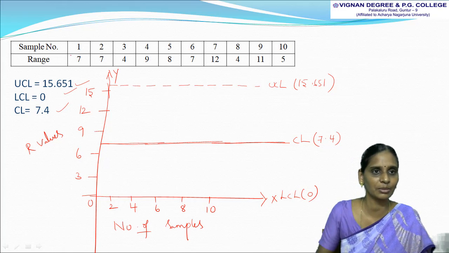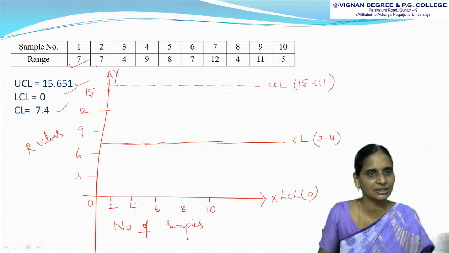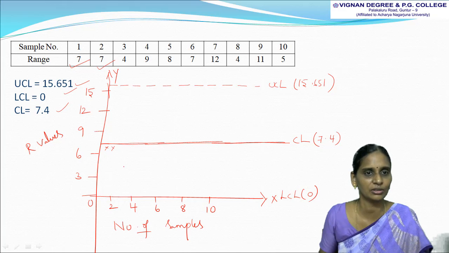Now we have to plot the range values corresponding to each and every sample. In the first sample the range is 7 and the second sample range value is also 7. So this is a 7, first sample, and the second sample value is also 7. In the third sample the range value is 4. And the fourth sample range value is 9. And the fifth sample range is 8.